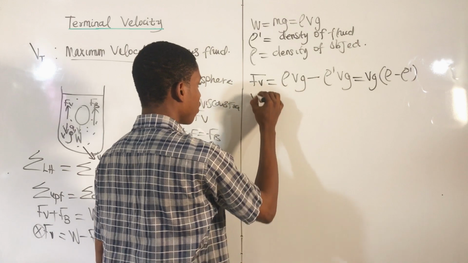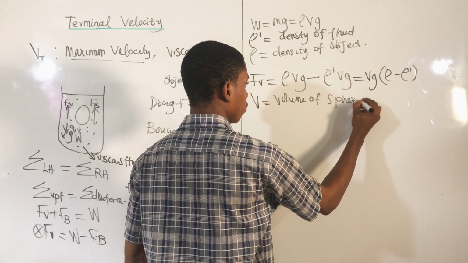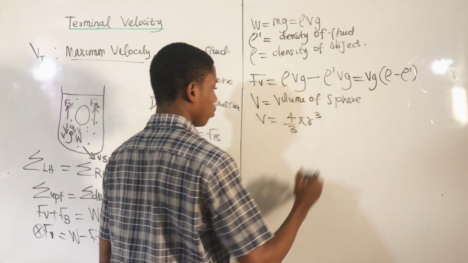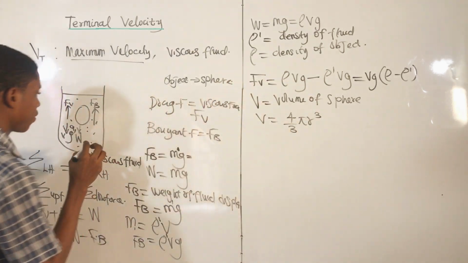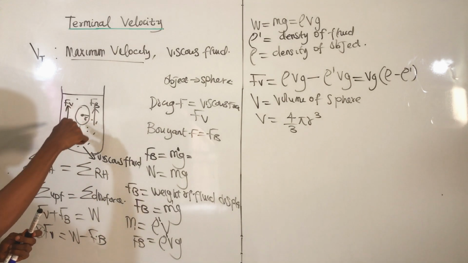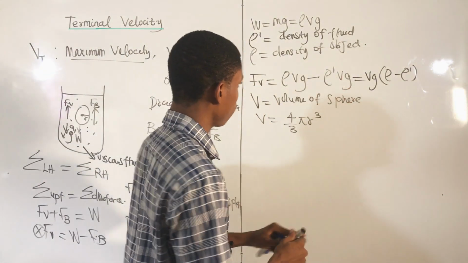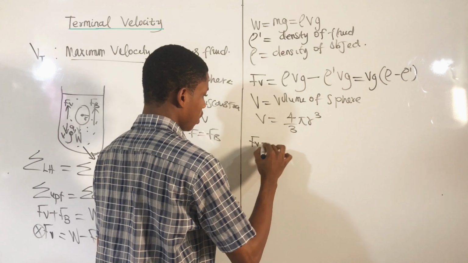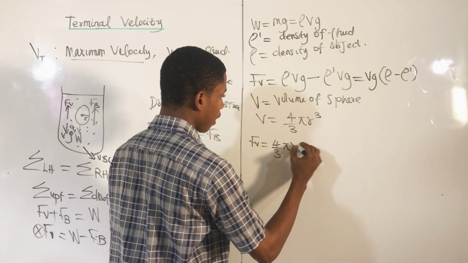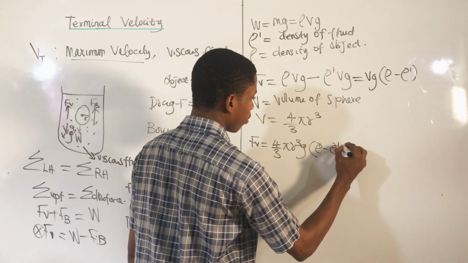Of course, we know that the volume of a sphere is equal to 4 over 3 pi r cubed. Of course, this is a ball or a sphere. A sphere has a radius r, right? So that's the concept. If we substitute that value into what we have here, we see that FV is equal to 4 over 3 pi r cubed g into rho minus rho prime.